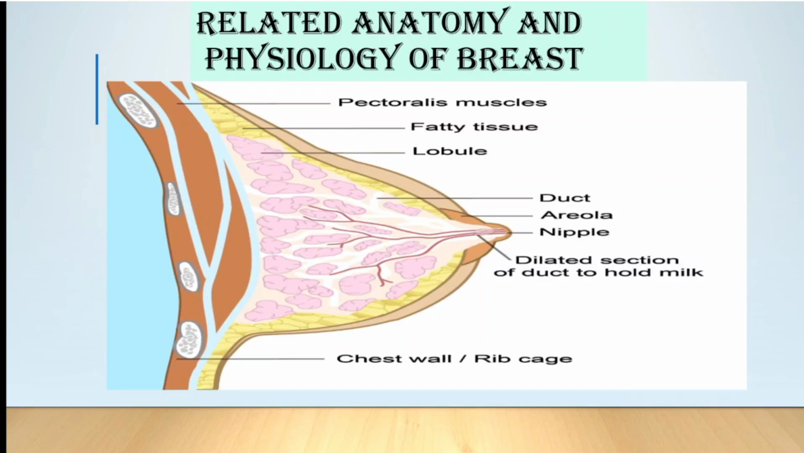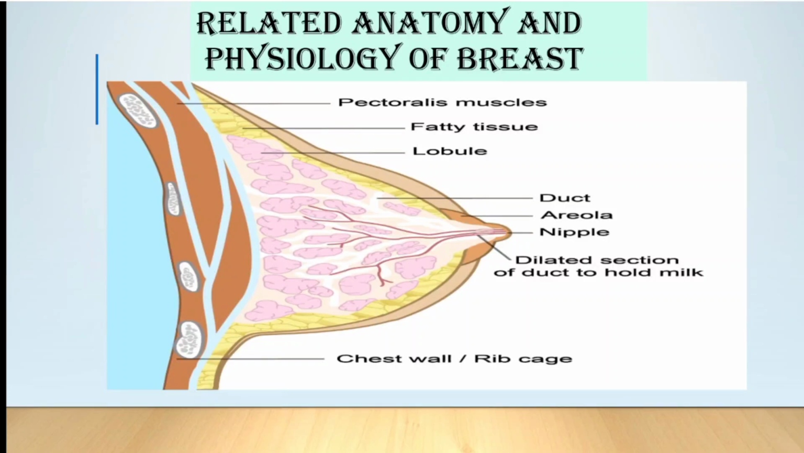But in females, it plays a very important role from the reproductive age to pregnancy, and again in lactation. If we see the structure or the different parts of the breast, it contains lobules. The lobules are the milk producing glands, and it has ducts. These ducts carry the milk from the lobules.